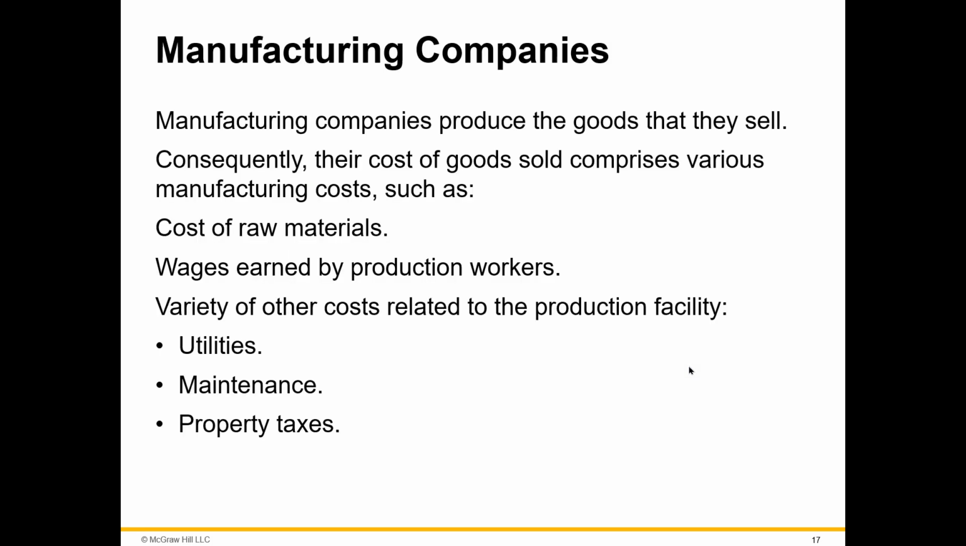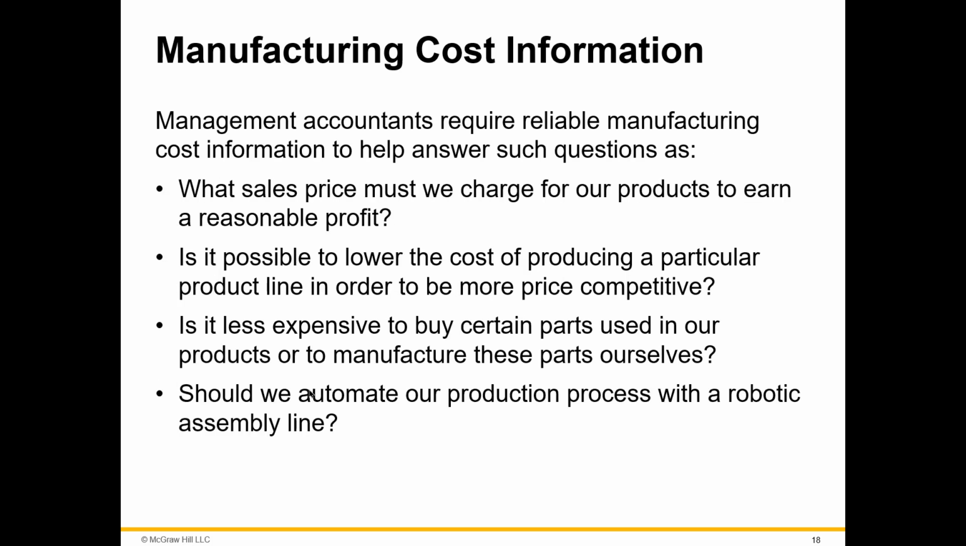We want to talk some about manufacturing companies and how they would use management accounting. Typically, they're going to track their costs, like the cost of raw materials, wages earned by production workers, and a variety of other costs that we might even call overhead costs. Things like the cost of electricity or utilities. What does it cost to maintain the equipment? What are the property taxes, or examples of others? But management accountants require reliable manufacturing cost information to answer these questions.